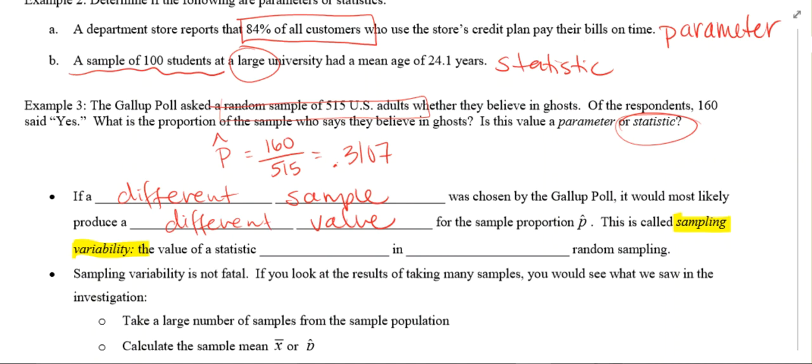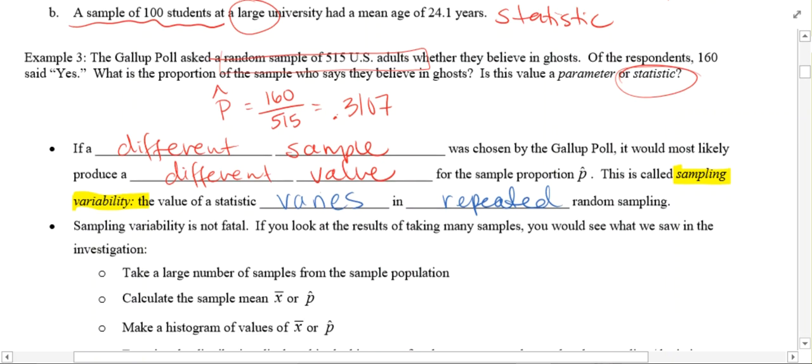Just like when you did the sticky note histogram on the board, did everybody get exactly the same answer? No, you basically simulated 100 different heights of women, so your answers are slightly different, and that's totally fine. It would be so boring if every time you took a sample you got the exact same number as everybody else. There'd be no purpose in taking multiple samples. So sampling variability just means that the value of a statistic varies in repeated random sampling. Sampling variability is not fatal.